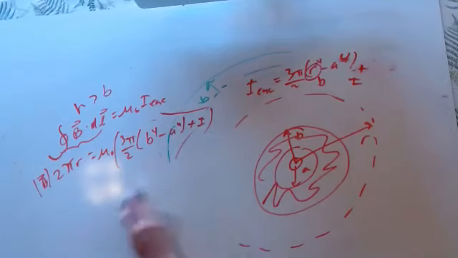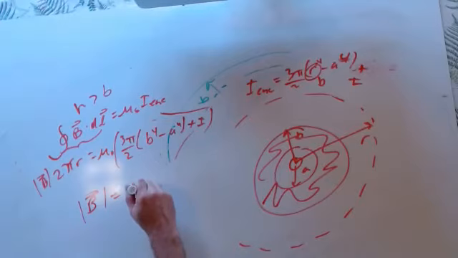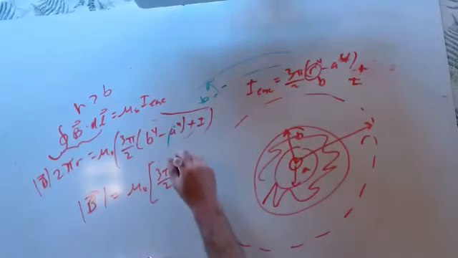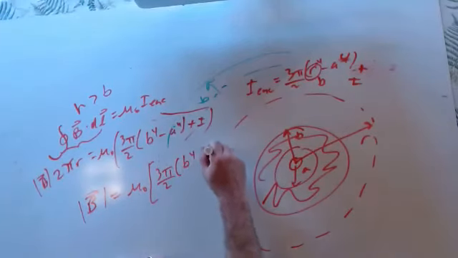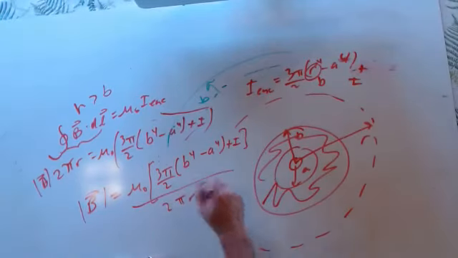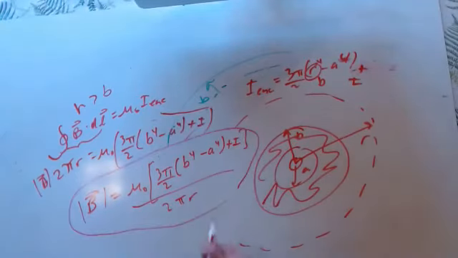So then if we solve for the B here, we get mu naught 3/2 pi, b to the 4th minus a to the 4th plus I, all over 2 pi r. There. That would be my expression for the magnetic field outside b. Does that make sense? And that's about as hard as these things are going to get.